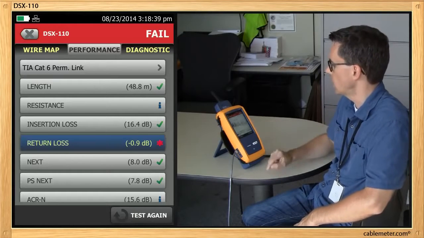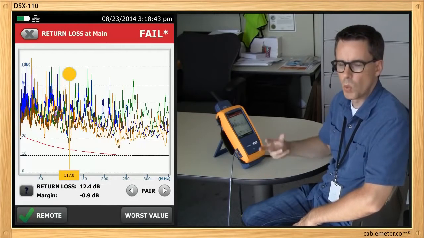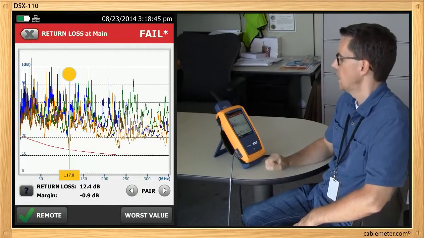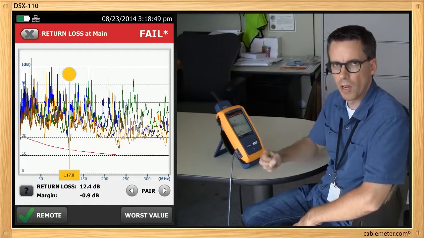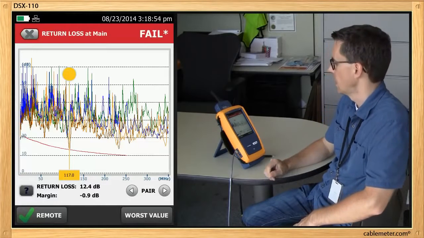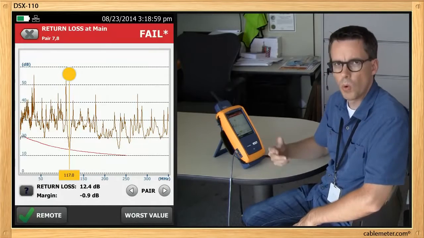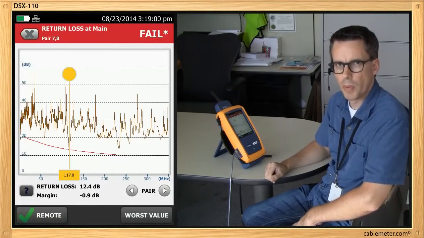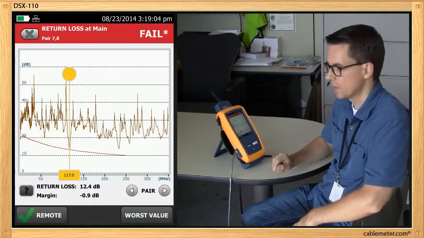If I tap on return loss, the test is going to automatically go to the end where that worst failure was, and it's detected that the measurement from the near end, not from the far end, is where our worst performing return loss measurement was. If we tap next to pair, the tester is going to automatically go to the worst performing pair 7/8, and that's important to remember in a moment.